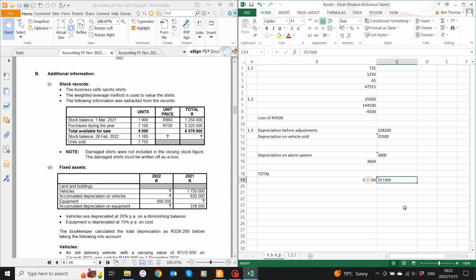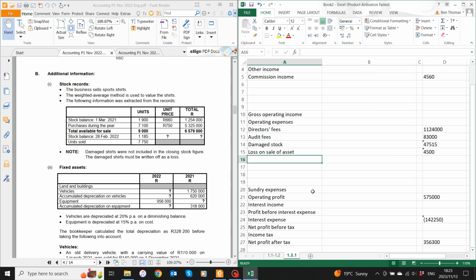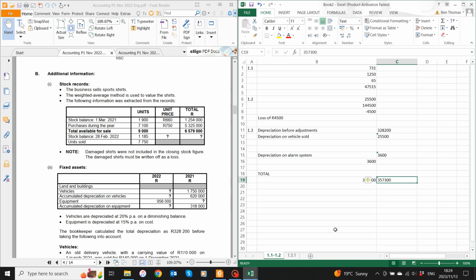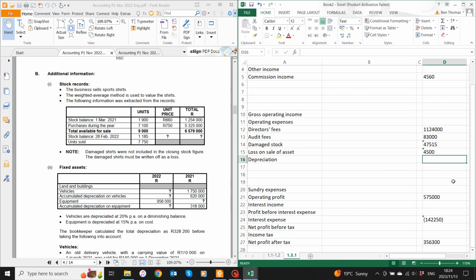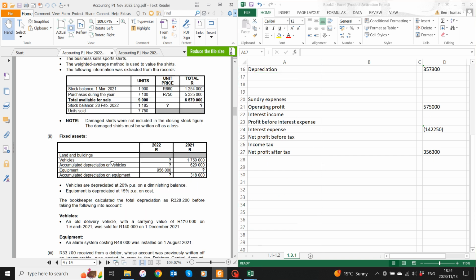Right, and the next part regards our depreciation. Right, and our total depreciation was 357,300. So I'm actually just going to enter that here as well. Depreciation, and how much was that again? 357,300. So over here we write 357,300.